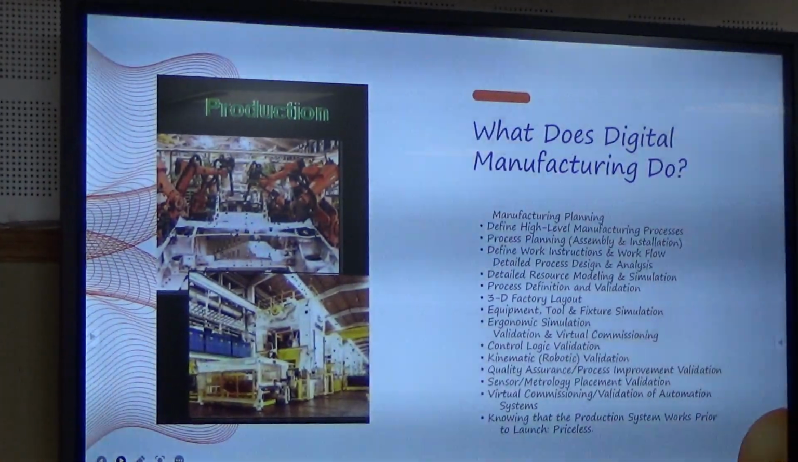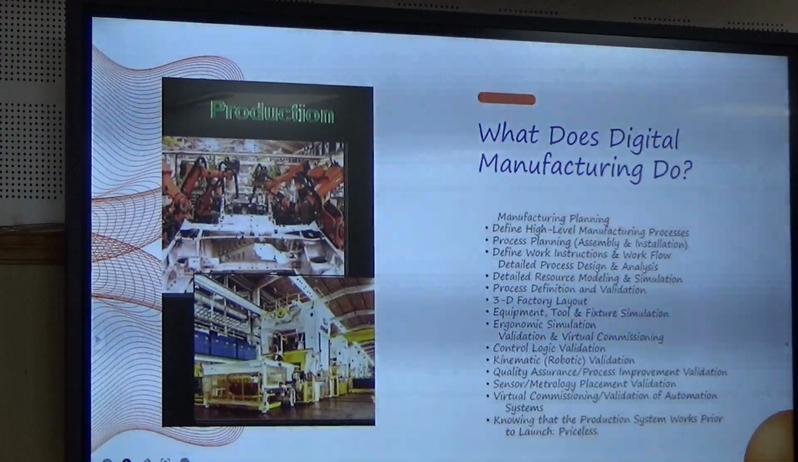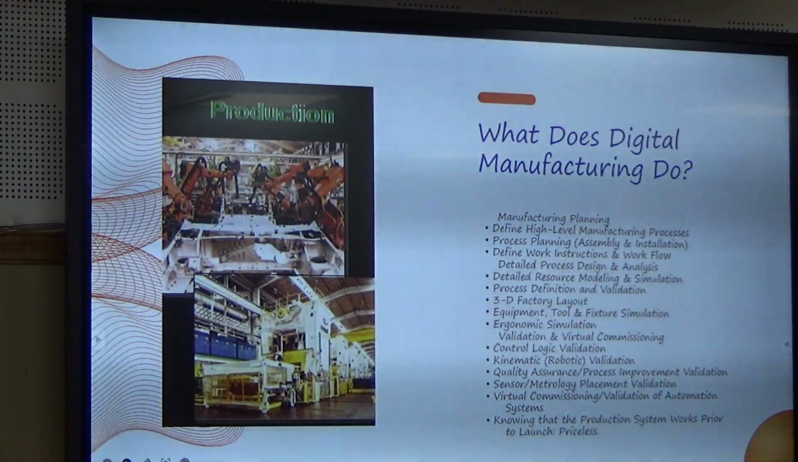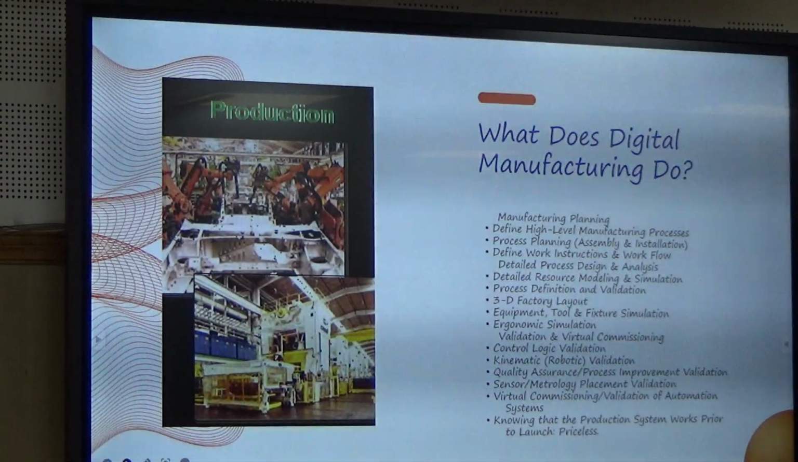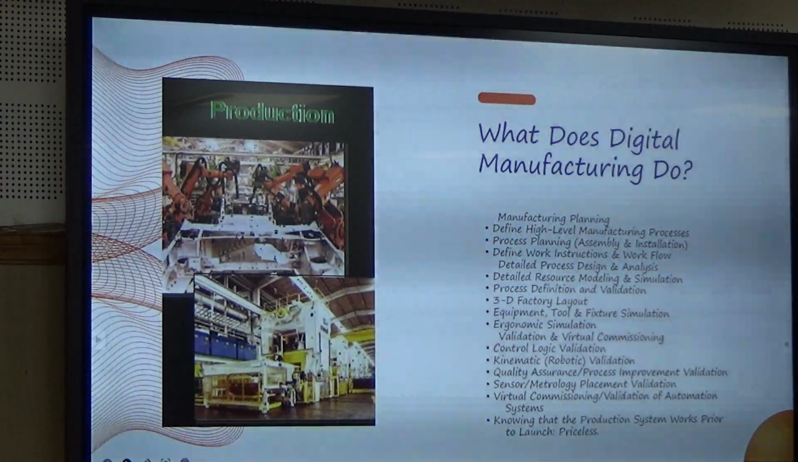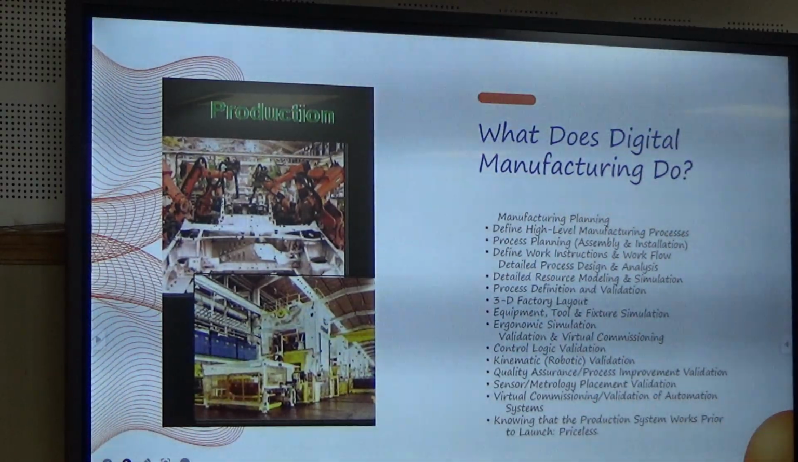Okay. How we are going to do this, we are going to see in the next slides. Alright, so just remember these slides, so it will be easy for us to connect when we get to the practical. As we have already seen, what we are able to do in digital manufacturing is high-level process and manufacturing process planning, work instructions for the operators, detailed process design, 3D factory layout, equipment, tool and fixture simulation, ergonomic simulation, validation and virtual commissioning. These are all what we do in this one, and we'll see how this goes.